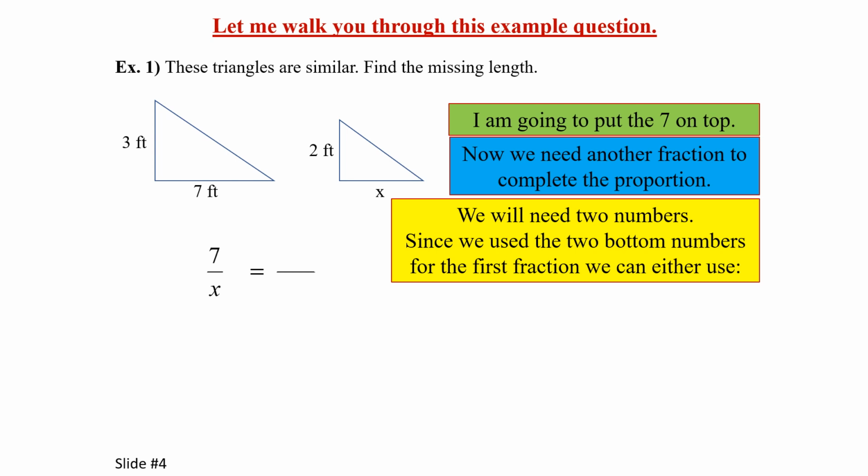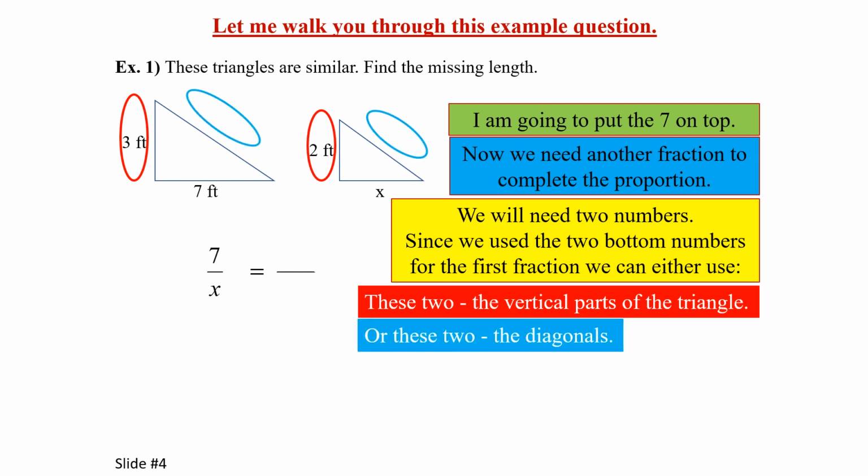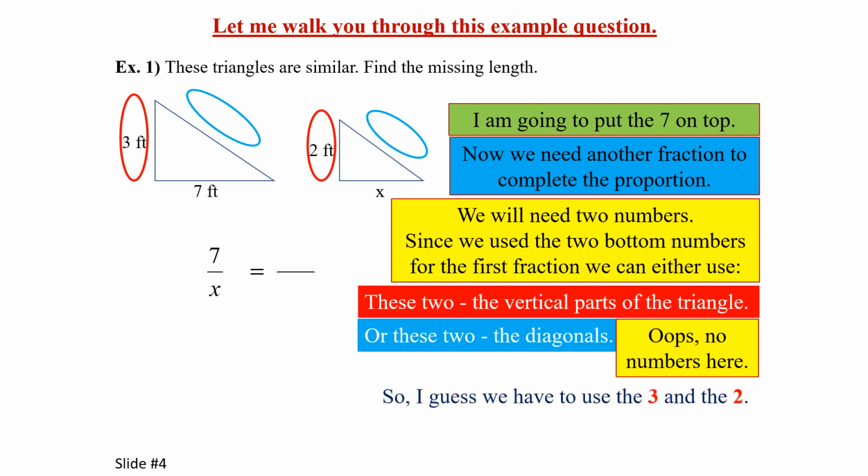Since we used the two bottom numbers for the first fraction, we can either use the two numbers in the vertical part of the triangle, the 3 feet and the 2 feet, or these two, the numbers that represent the diagonals. Oops, there's no numbers here. So I guess we're having to use the 3 and the 2.